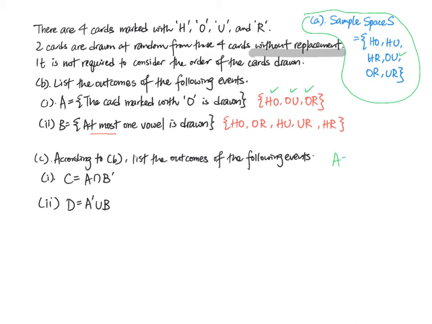So A is this, and B prime is just OU, right? So what is the intersection? Obviously, there's only one answer. So the answer would be just OU.